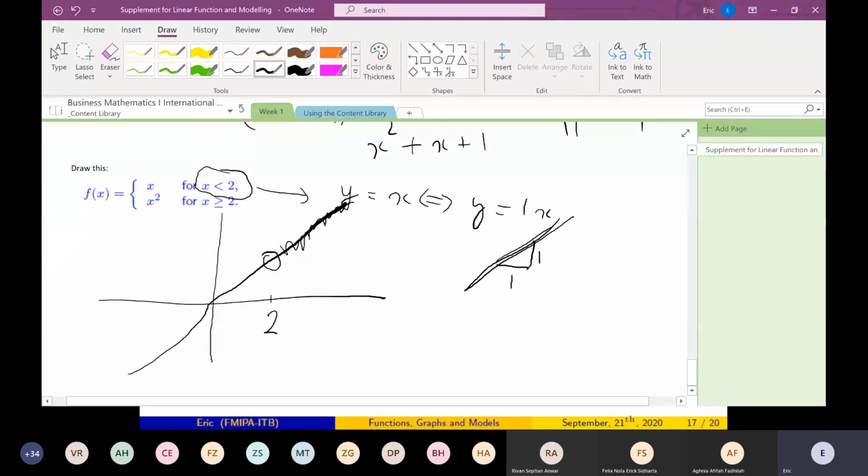So if I have f(x) is x squared, it passes through 0, 0. For 2, what is the height here? This is 2, because y equals x. What about y equals x squared? When x equals 2, it equals 4. Okay, yeah. But this is for x greater than or equal to 2. So I have to remove this part.